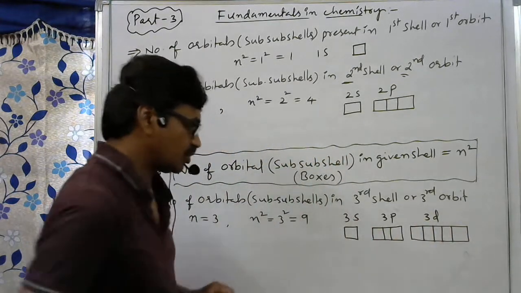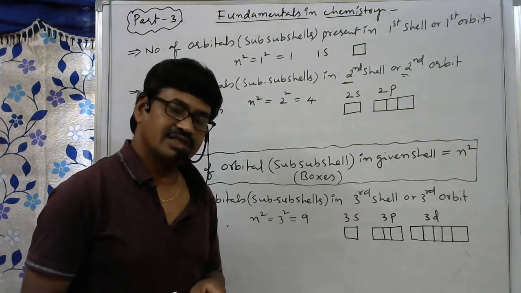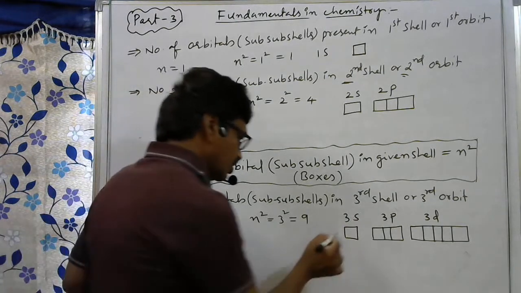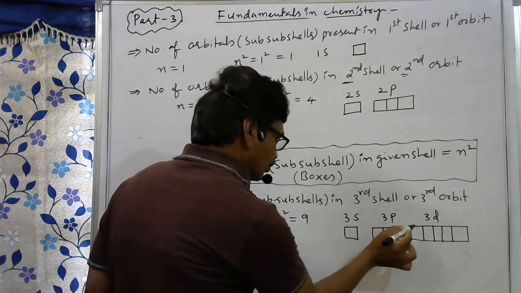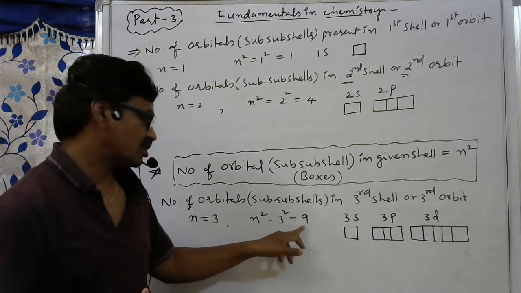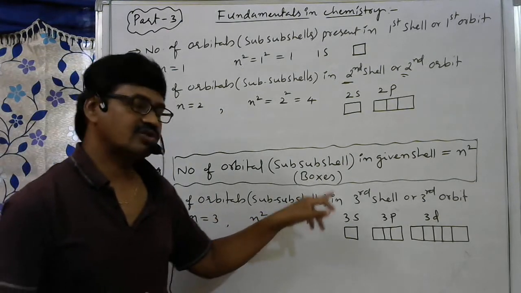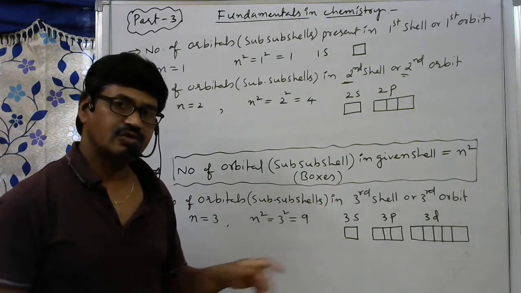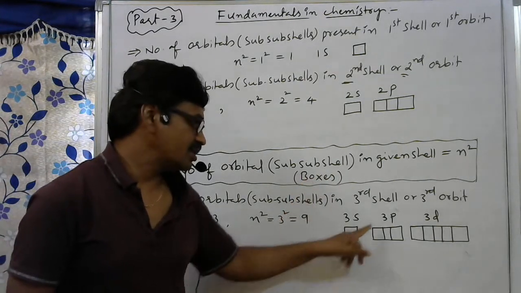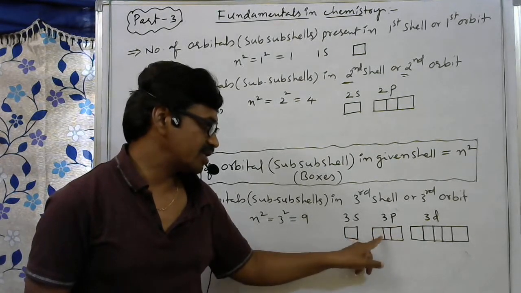So total boxes if you count, 3s orbital always contains only one box. 3p contains 3 boxes. D contains 5 boxes. So here 1, 2, 3, 4, 5, 6, 7, 8, 9. Each and every box if you count, total it becomes 9. So the number of orbitals or subshells in the third shell is equal to 9. How is it now? 9 means in this way. 3s orbital contains one box, one suborbital, 3p, 3 suborbitals, px, py, pz.